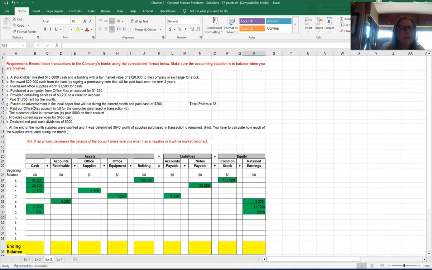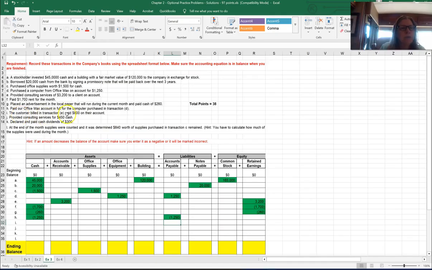H is we paid our Office Max account in full for the computer that we purchased up in D. So remember, up in D, we purchased a computer and we bought it on account. So now we're paying that accounts payable off in H. So it says we paid. So anytime it says we paid, you know your cash is going down. And our liabilities are going down because now we've paid this off. So again, assets go down, liabilities go down. That holds that accounting equation in balance.